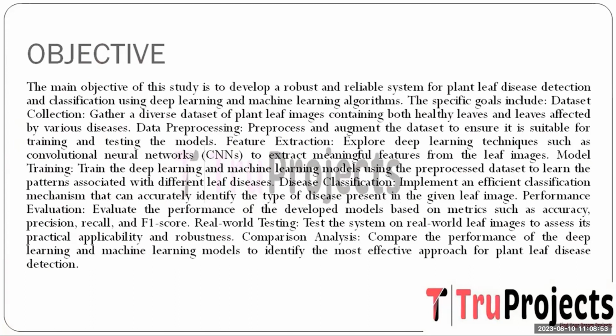comprehensive evaluation of model performance using metrics like accuracy, precision, recall, and F1 score, real-world validation by testing the system on actual leaf images to gauge its practical viability and resilience, and lastly, an analysis between the efficiency of deep learning and machine learning models to determine the superior approach for precise plant leaf disease detection.